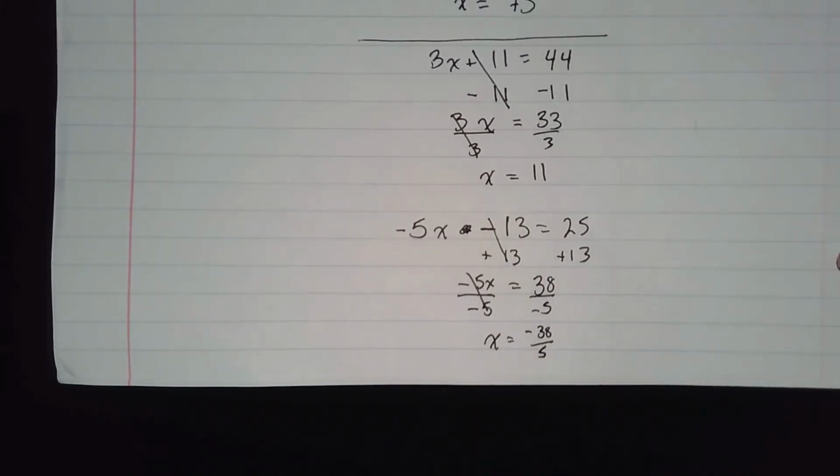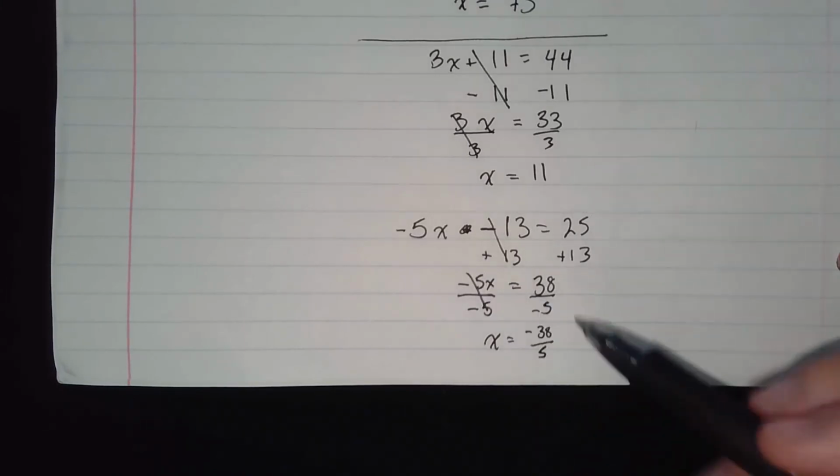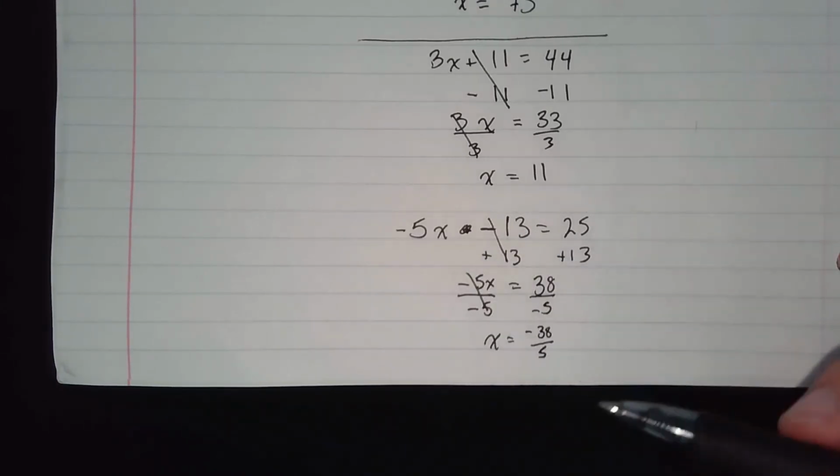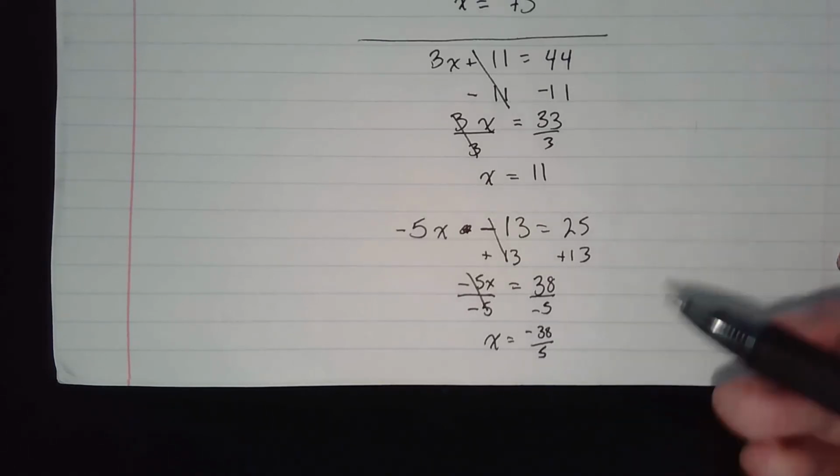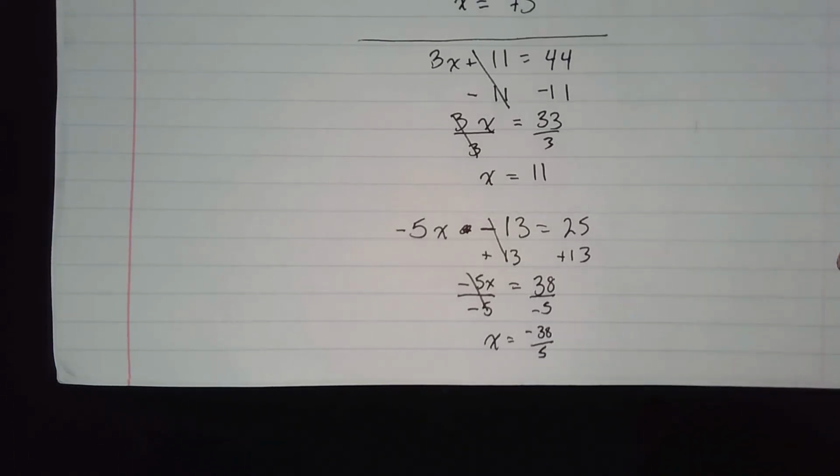And if we wanted to check, we could just plug it in. Negative 38 over 5 times negative 5. The negatives and the 5s would cancel out, so it would be left with 38. 38 minus 13 does equal 25.